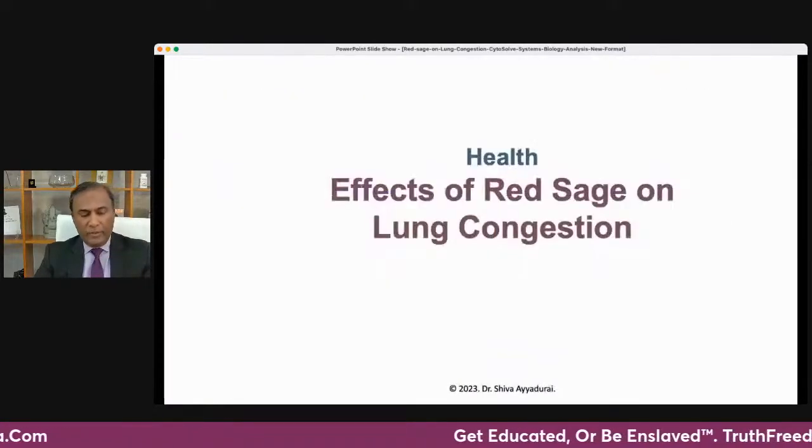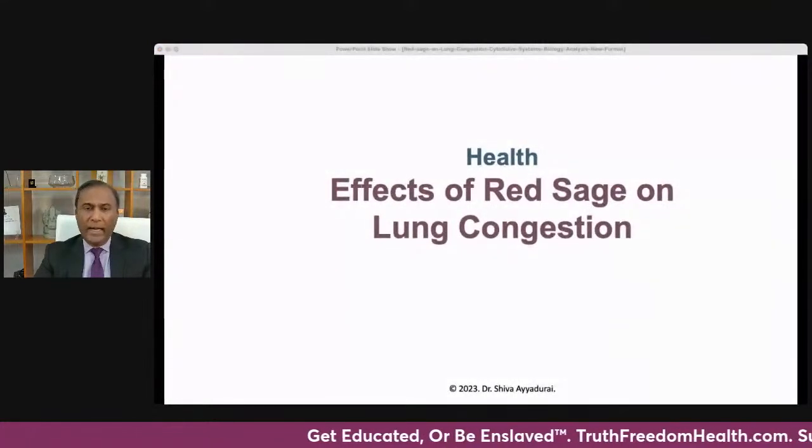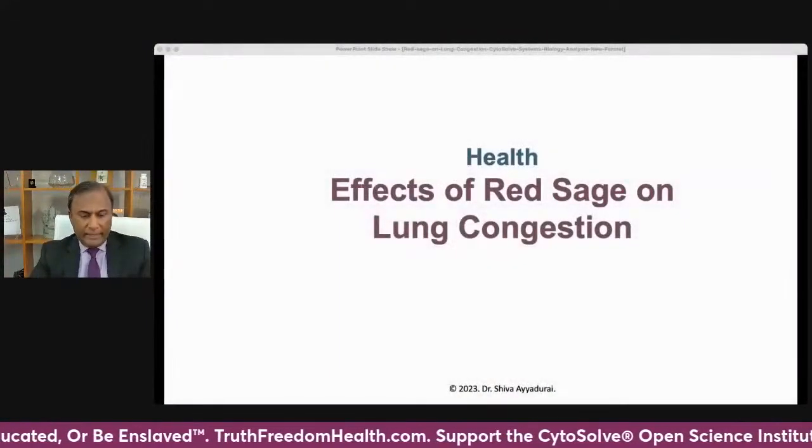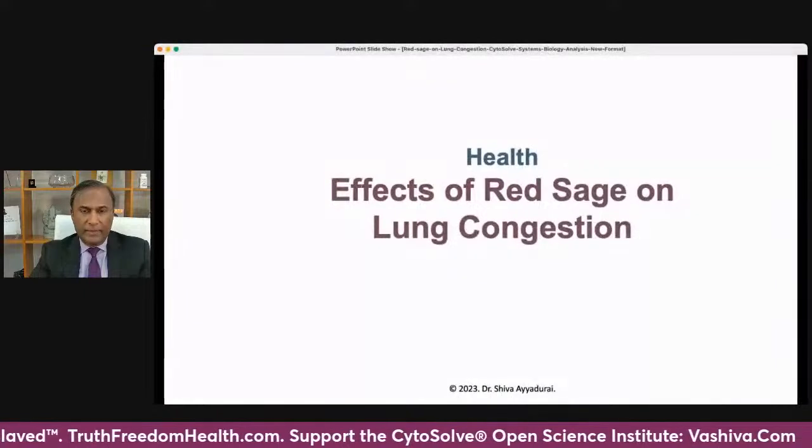So now we want to look at how red sage affects those pathways. You can think about those pathways as molecular machines. And red sage has, remember, different compounds, and some of those compounds can beneficially affect those 4 pathways to lower stuff and that 5th one to increase. So let's look at that, okay? So let's look at those pathways, okay?